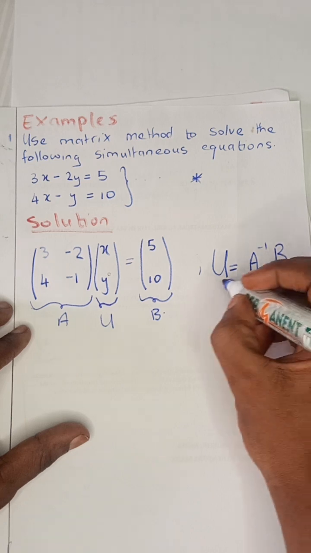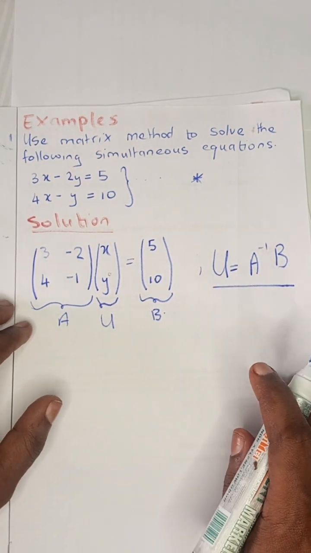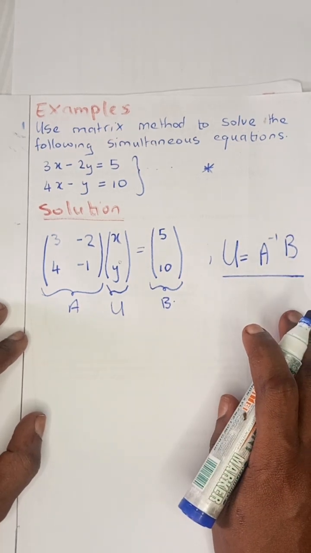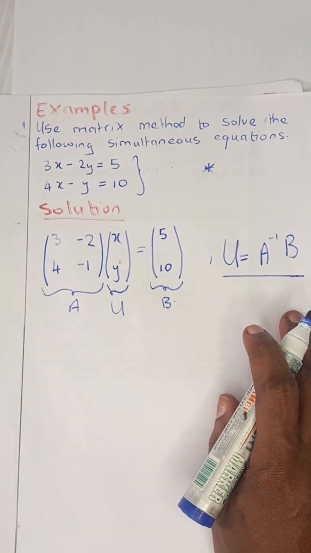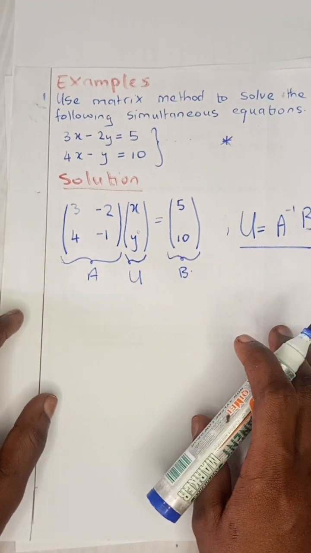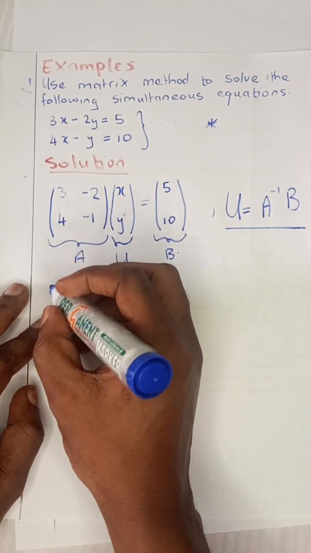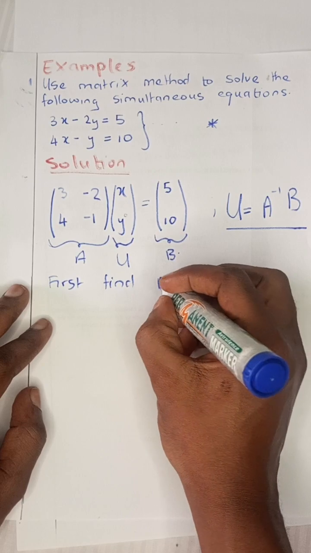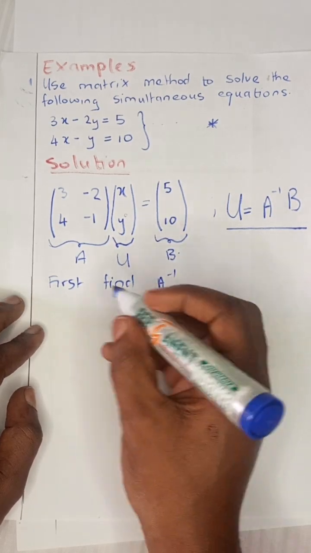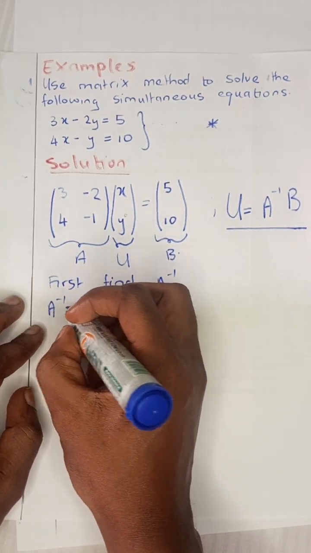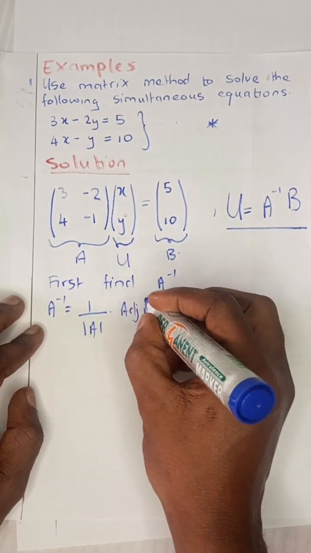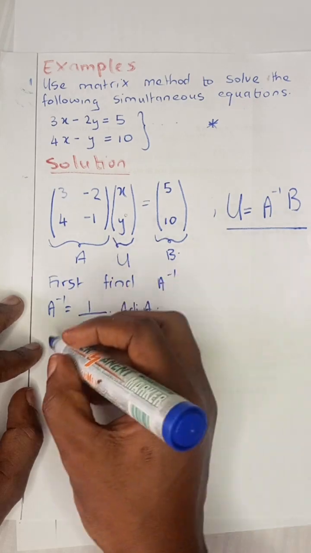A inverse B. So this is what we aim at doing. And looking at this, we notice that we need to find the inverse of the matrix A. And from our previous lessons, this should not be a problem. So first, find A inverse. That's the inverse of A. And we know that A inverse is given as 1 over the determinant of A times the adjugate of A.